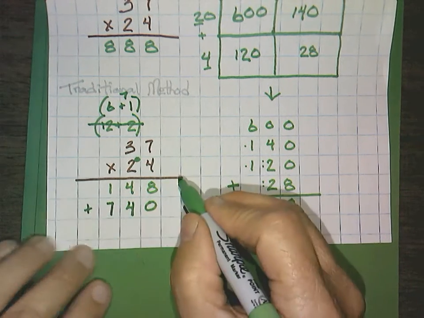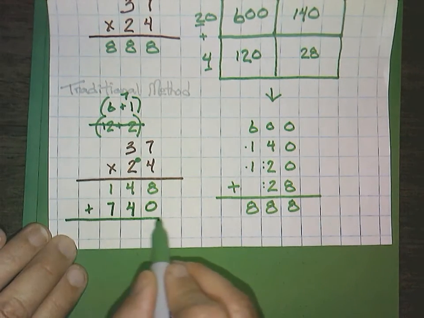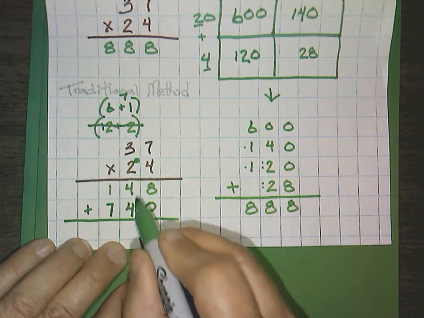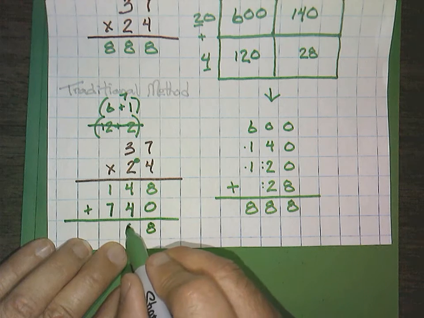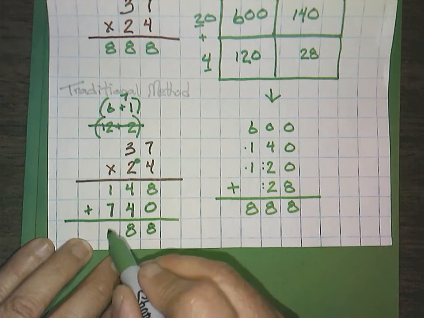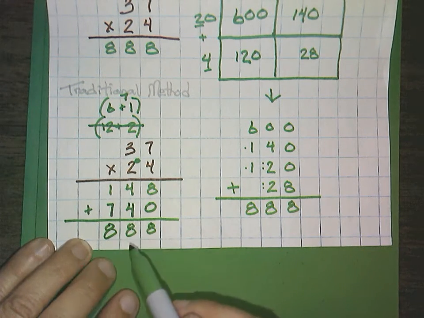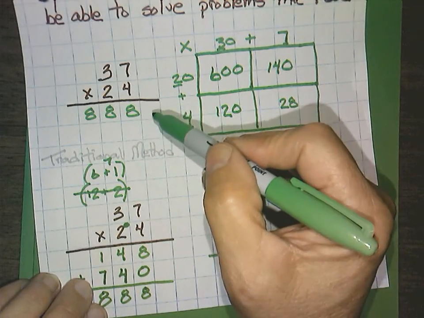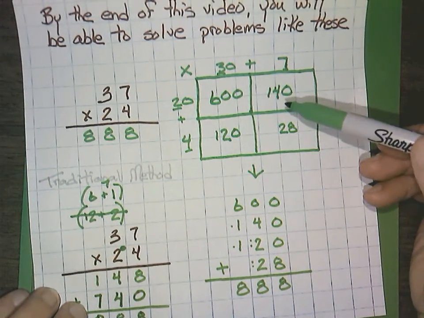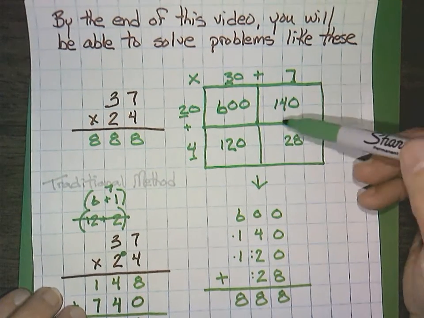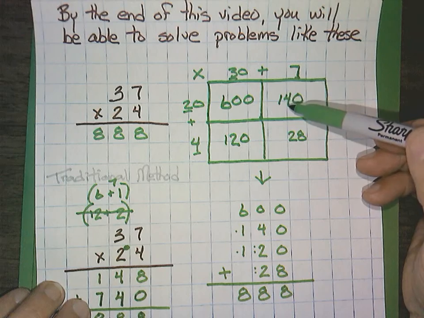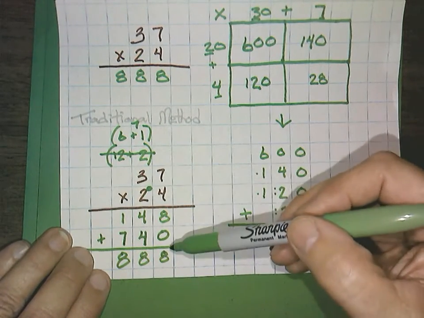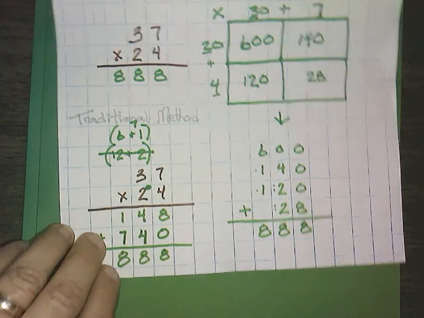And then I would add. 8 plus 0 is 8. 4 plus 4 is also 8. And 1 plus 7 would be 8. And notice that my 888, which is my product, is equal to that. So again, notice that we're using an area model strategy where we're multiplying all the place values and adding them. The traditional method does the same thing. It just organizes the work a little bit differently.